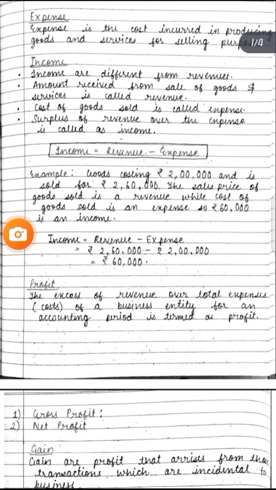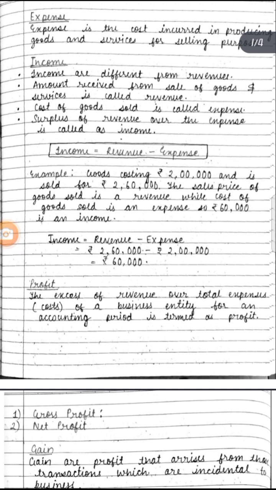In this video, we are going to discuss some other terms. Expense. Expense is the cost which is incurred by the business in producing goods and services for selling purposes. The example is cost of goods sold or cost of goods sales.